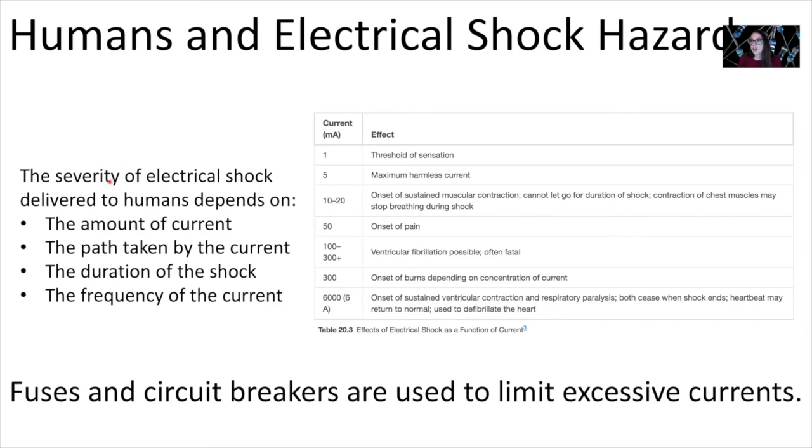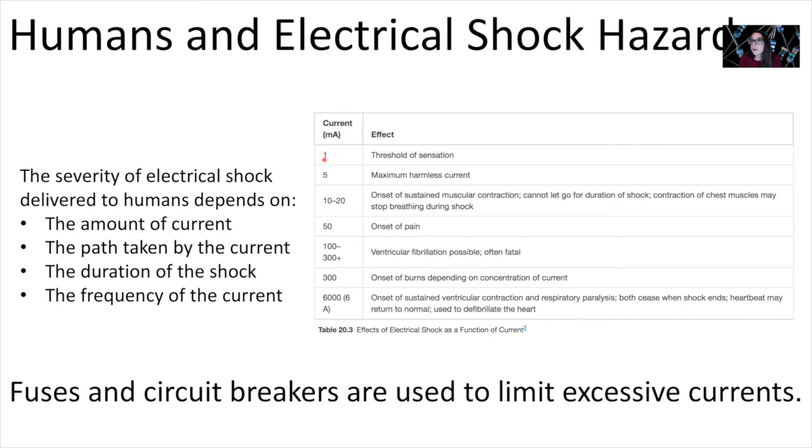The severity of the electrical shock that you receive also depends on how long it lasts and the frequency of the current. We saw the frequency of the alternating current changes how fast that current fluctuates and changes direction each second. So if we think about the current here in milliamps, 1 milli is 10 to the minus 3 amperes.